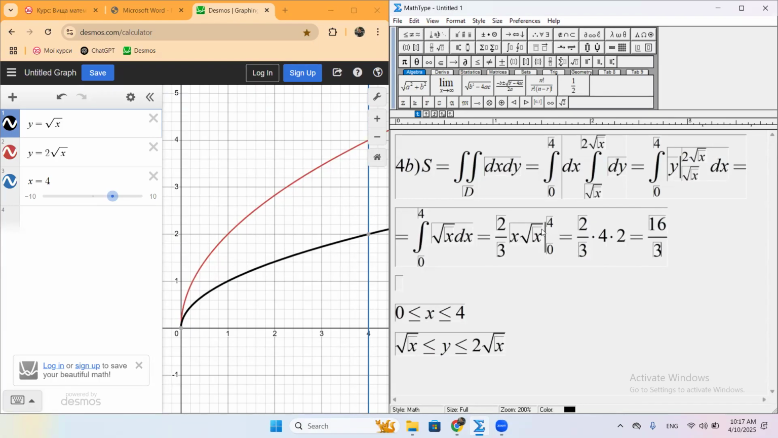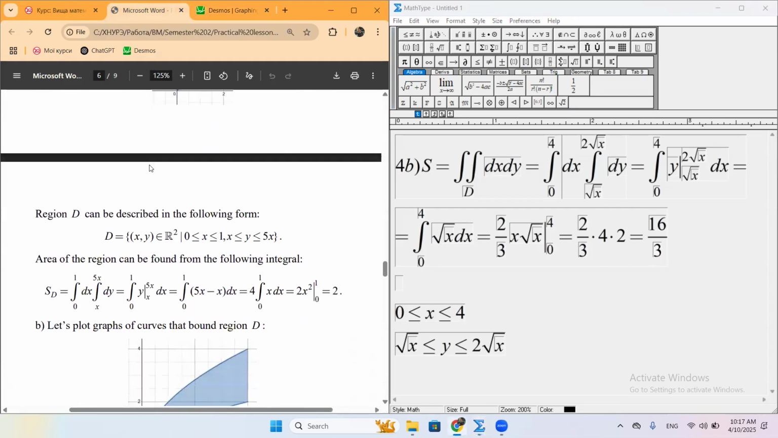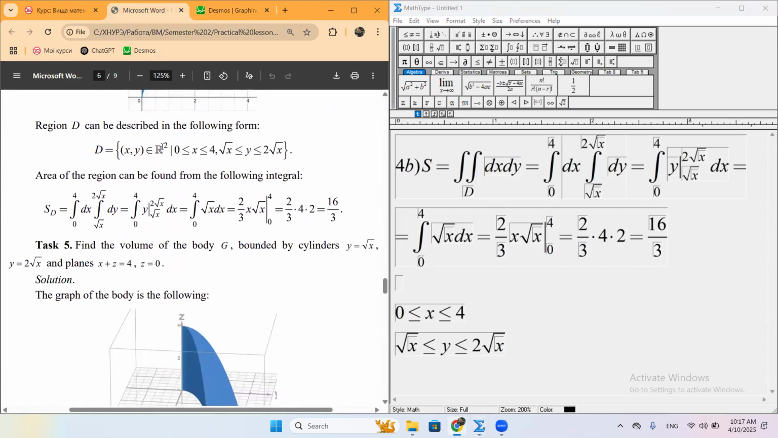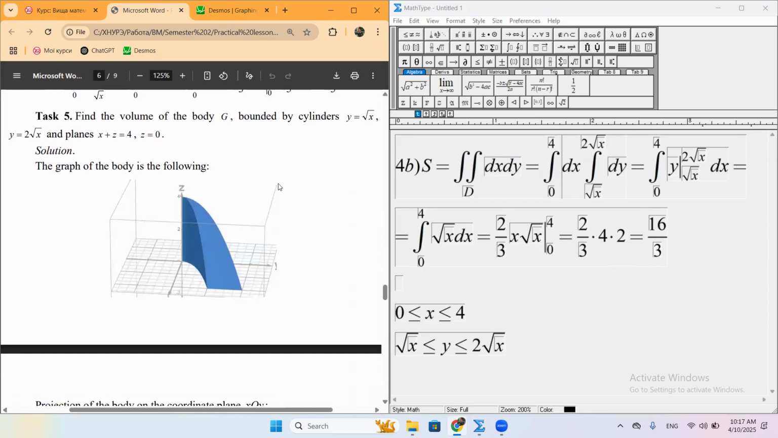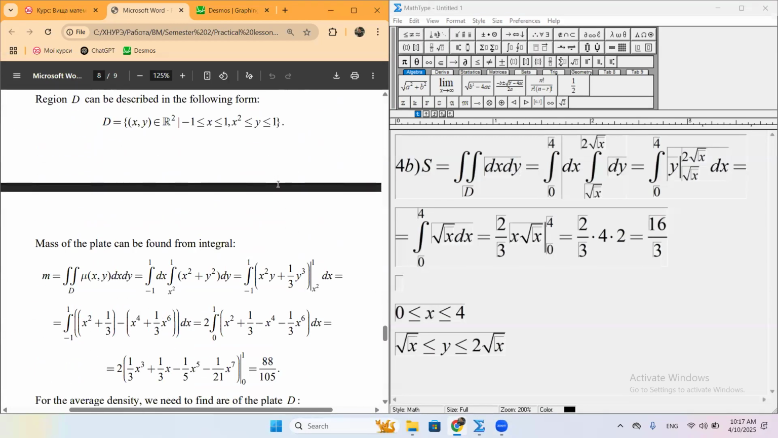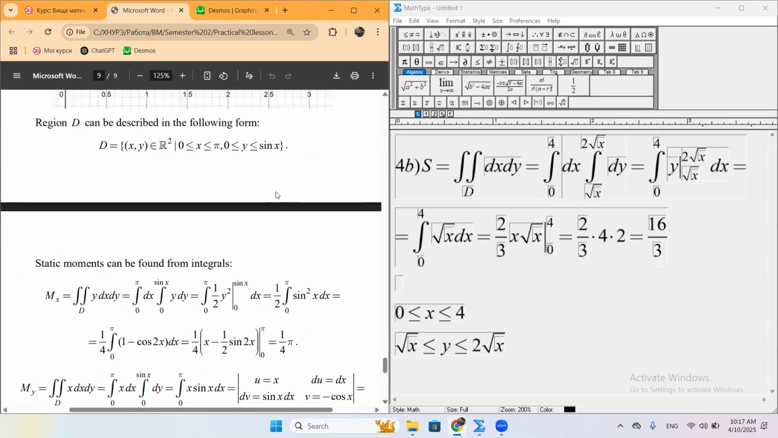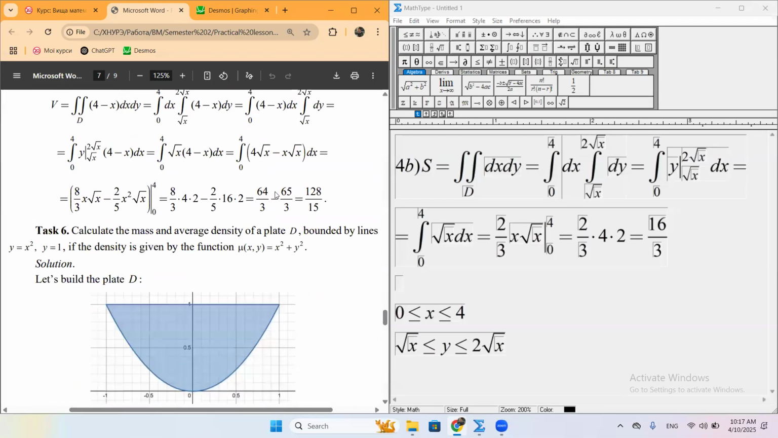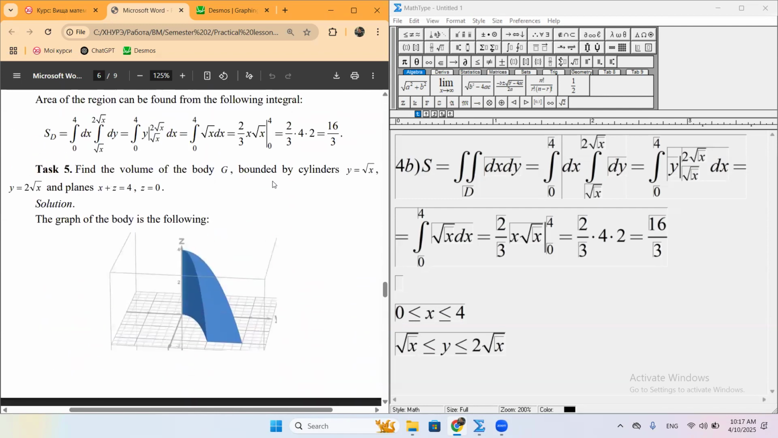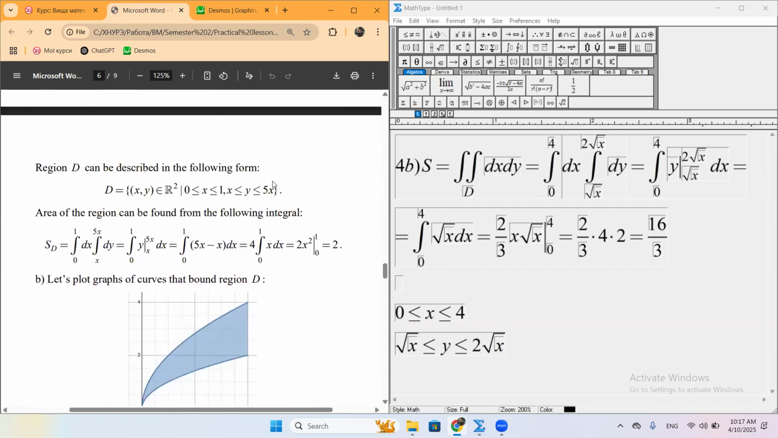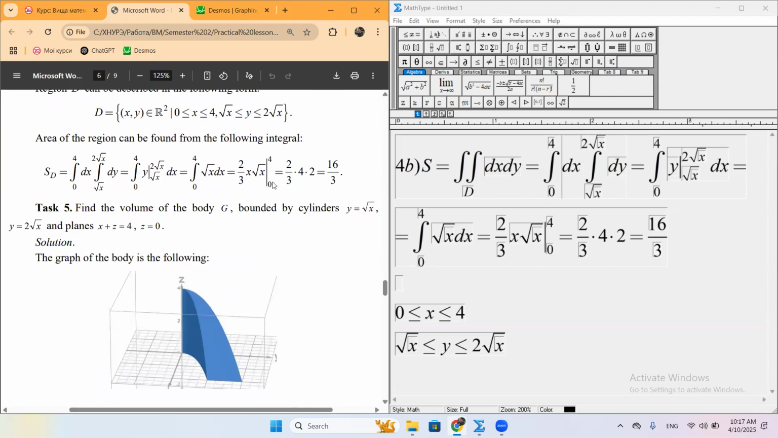Any questions about this exercise? No questions. Okay. So now it is time to have a break, and then we will solve tasks with other usages of double integral, such as calculating volumes, static moments, mass, and so on. And now have a break for 5 minutes.